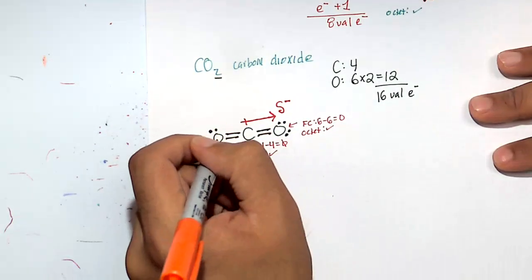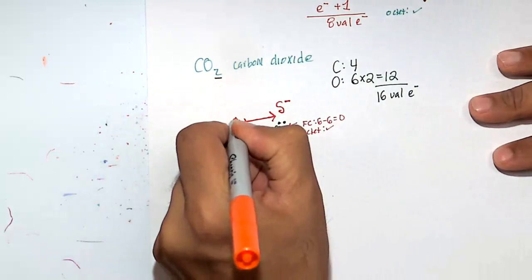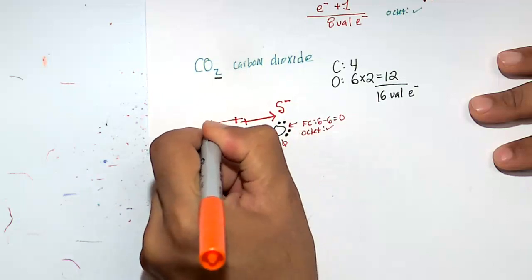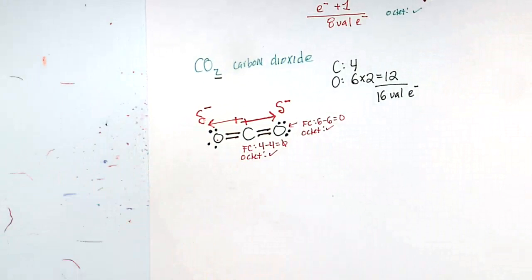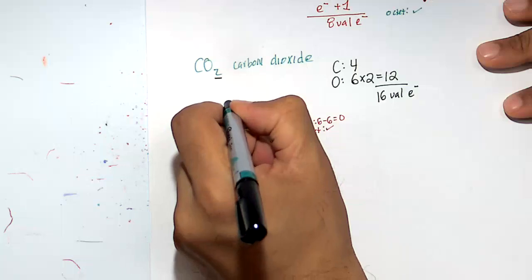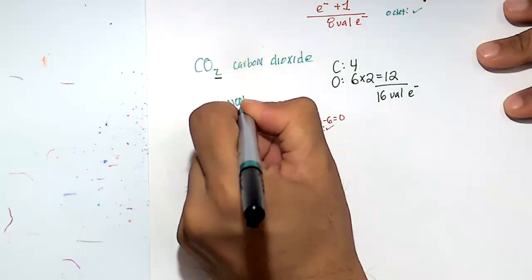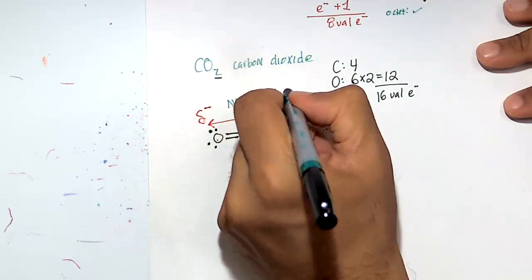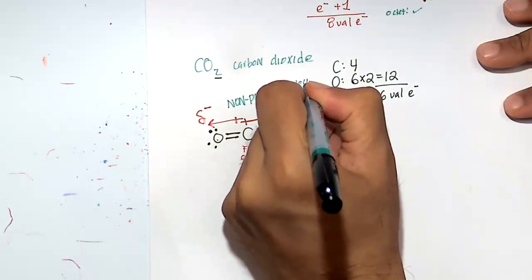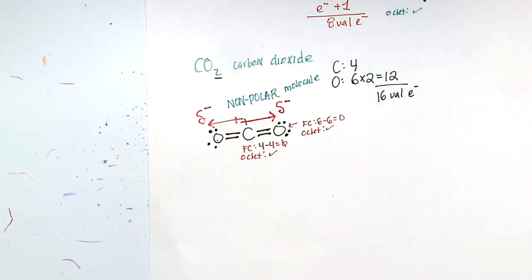And what about this oxygen here? Is it the same thing? It's the same thing. So this oxygen is pulling this way. That oxygen is pulling the opposite way. They cancel each other out. This is a non-polar molecule.